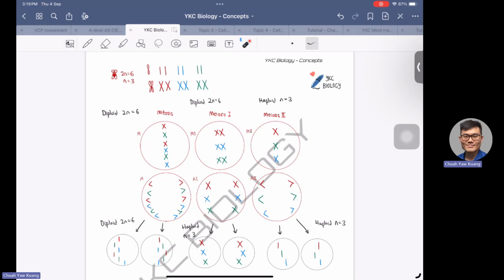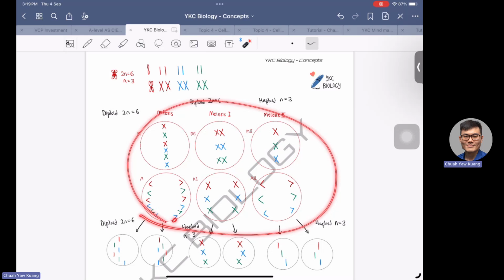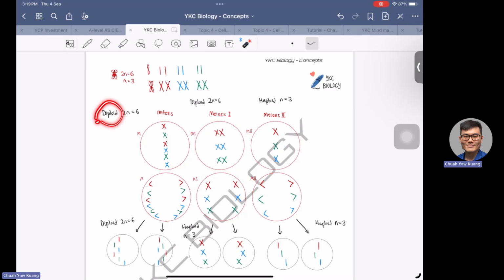Hi everyone. In the part 1 video, we talked about the chromosome behavior in mitosis and meiosis. At the end of part 1, we talked about the diploid number and the haploid number in each cell, and we also talked about the chromosome number as well. So in this part 2 video, we will discuss in more detail the DNA content and the chromosome number in mitosis and meiosis.